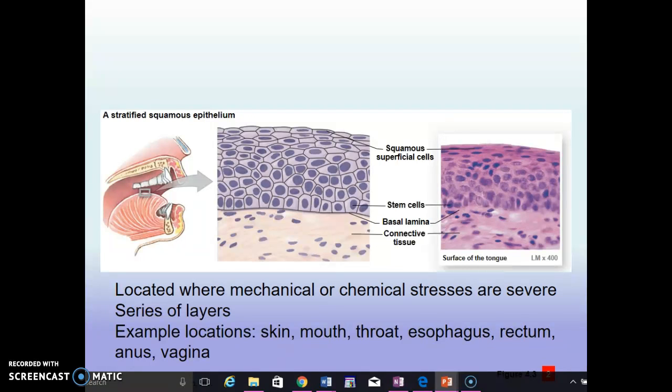Squamous can also be stratified, so here we see many layers of squamous cells. And so you're going to see layers where you need some kind of protection, where there's rubbing or abrasion, where the outer cells will be lost, and the deeper cells will divide to replace those outer cells. We will find these in areas such as the skin, mouth, throat, esophagus, rectum, anus, and vagina. And these areas are mucous membrane, producing mucus to keep those tissues moist.